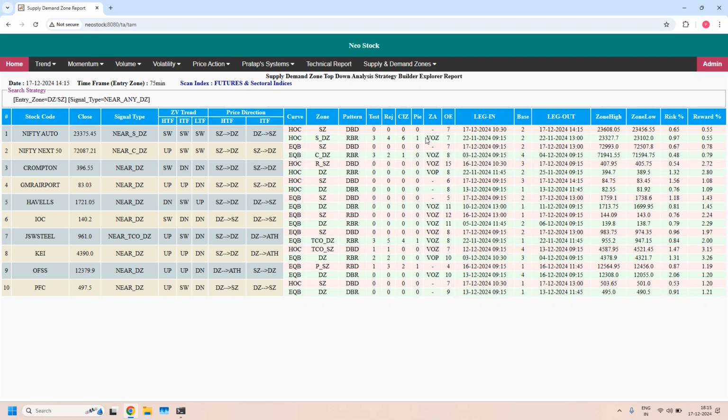First one, Nifty Auto, is pierced. Nifty Next 50 is having a high liquidity 75 minutes demand zone, and Nifty Next 50 is also part of the F&O list. We can trade in this. That's it. We have only one valid high liquidity daily demand zone from this list, Nifty Next 50.